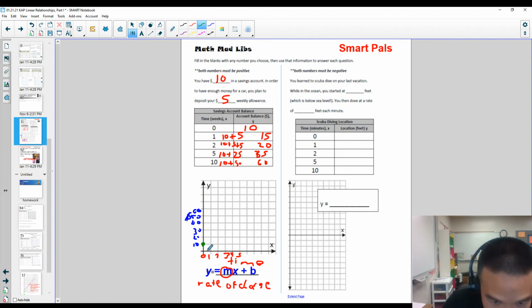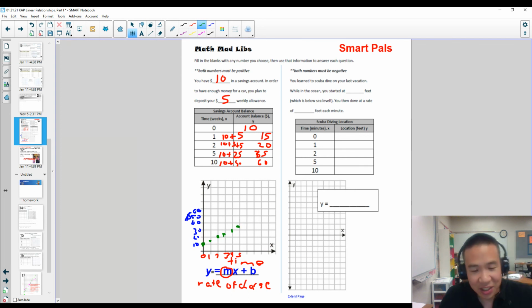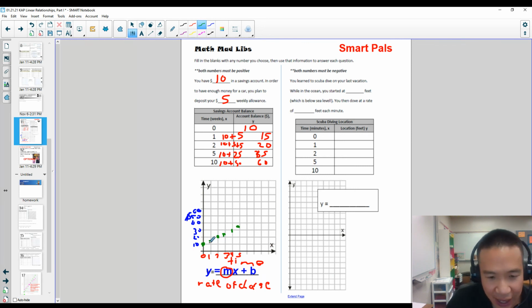So it's right here. In the first week, we're at $15. In the second week, it's $20. In the third week, it would be $25. In the fourth week, it would be $30. In the fifth week, it is $35. Do I connect the points? No, because every week I put in the money. I'm not going in between the weeks.